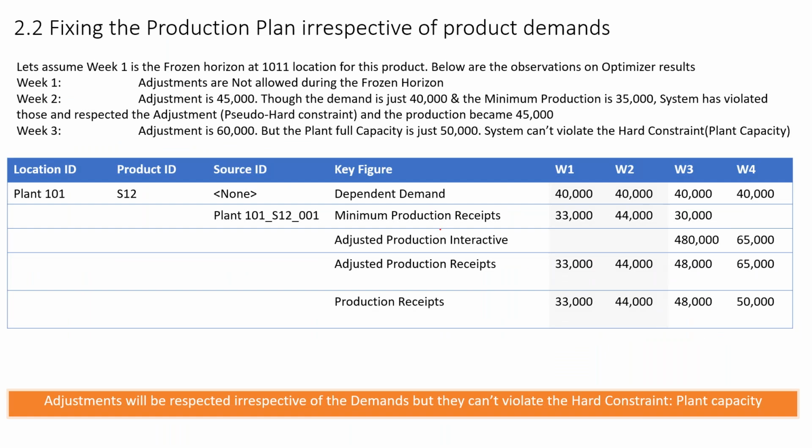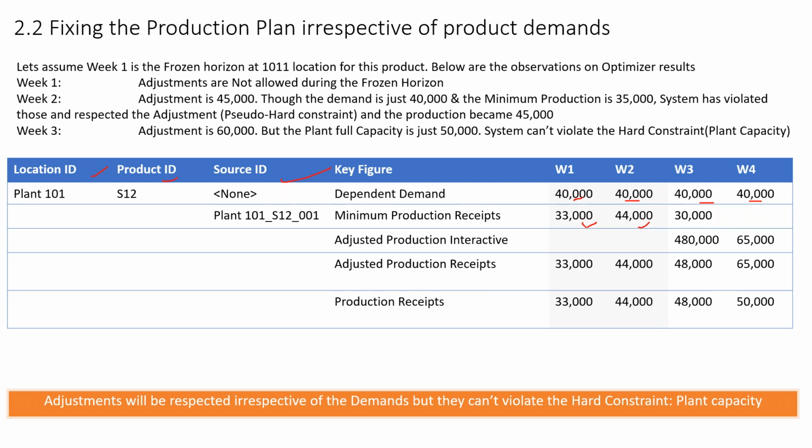So you can see here the same ones: location, the product, the source ID, the dependent demands are 40,000, 40,000, 40,000, 40,000, but it doesn't matter because the optimizer gives highest priority to the constraints that we introduce. The minimum is 33,000. How did it become 33,000? It is a summation of firmed and open. It depends upon the business requirement, guys.